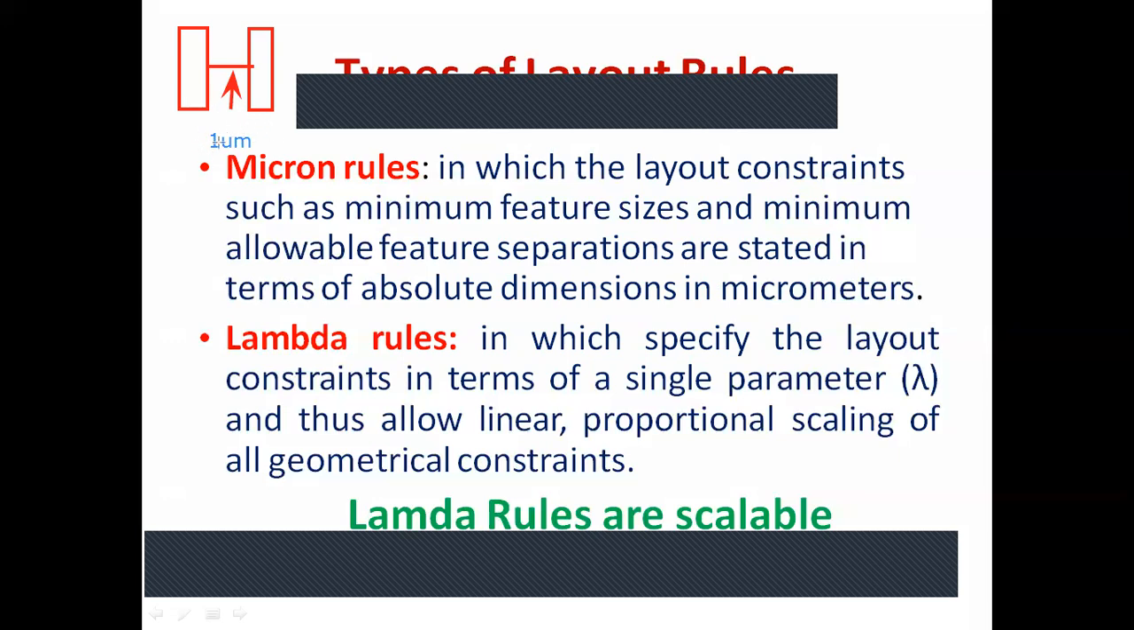Okay, so this distance is specified by absolute value. You can see here. That rule is called micron rules. It is specified in terms of absolute dimensions in micrometers. Now, what are lambda rules?